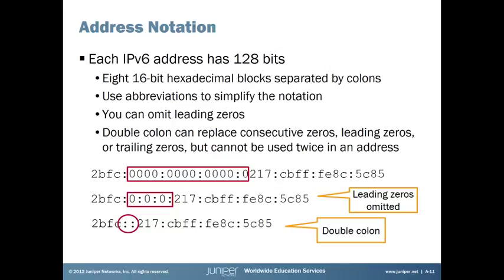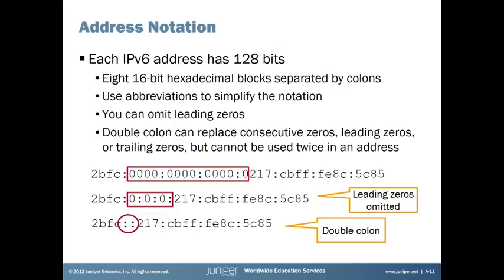One of the things we get to do straight up is omit all the leading zeros. Wherever we have a leading 0 in a hexadecimal block, we can take that leading 0 out and write it without the leading 0. We can also use a double colon to replace consecutive zeros.